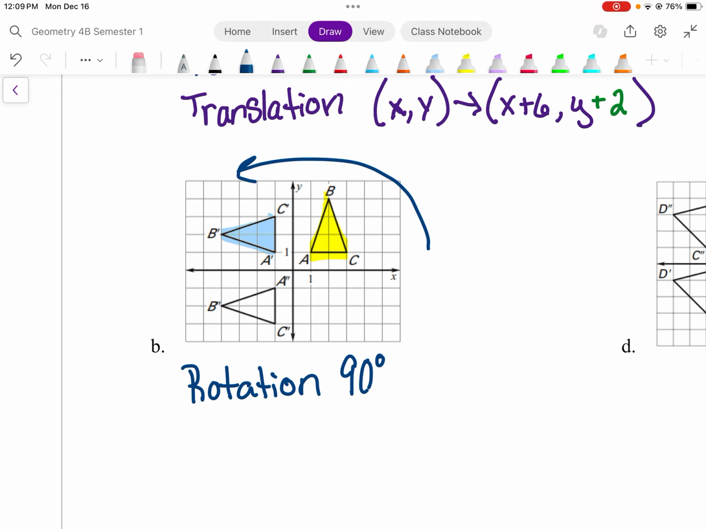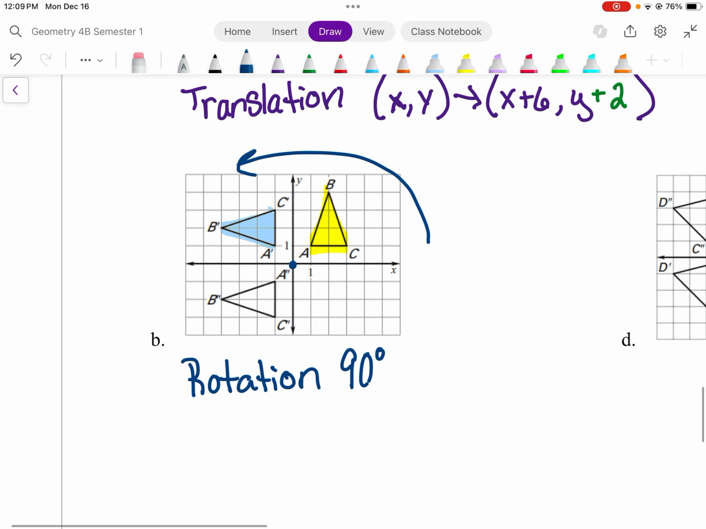So then the last thing you need is the point of rotation. And this one rotated about the origin. Then we went from ABC prime to ABC double prime below it.